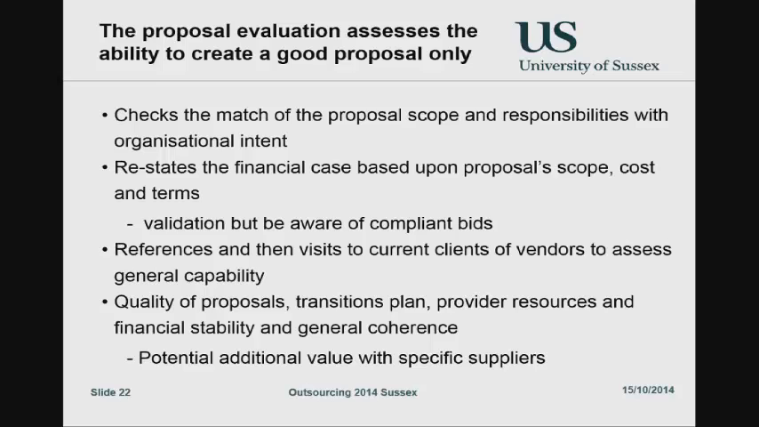So rather obviously, if you send to a vendor, this is what we want, here is the service scope, here are the people involved and all the rest of it, you expect to see that back in the proposal which they send to you. If it's not, they've misunderstood the proposal, and it means that the pricing they've put in there is more or less meaningless and is not well grounded. Restates the financial case based on proposal scope, etc.